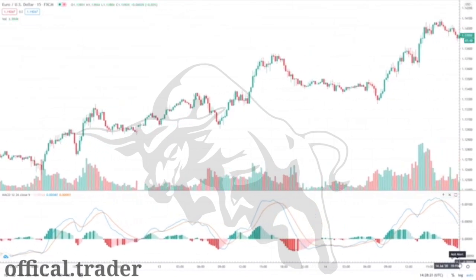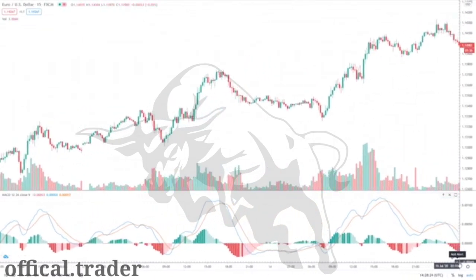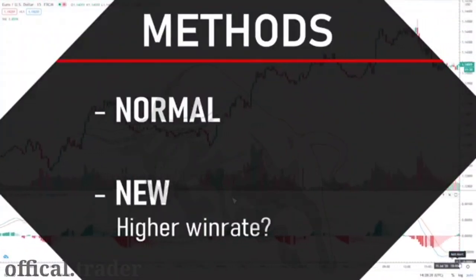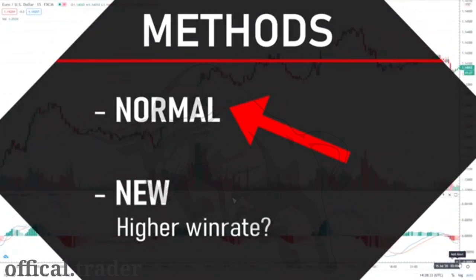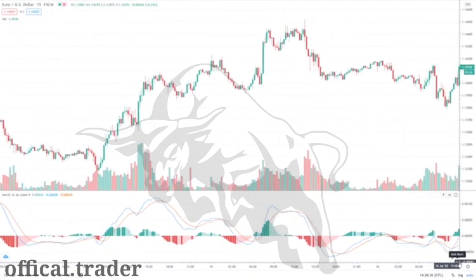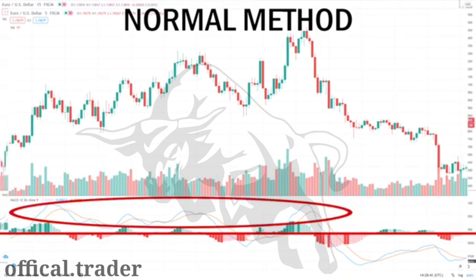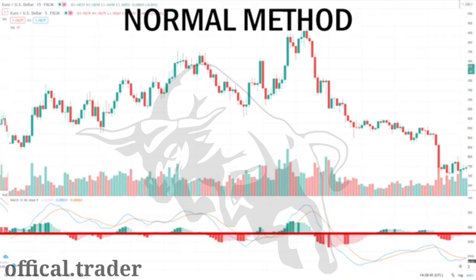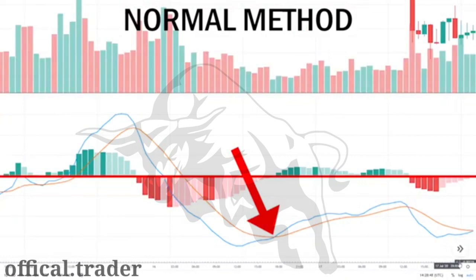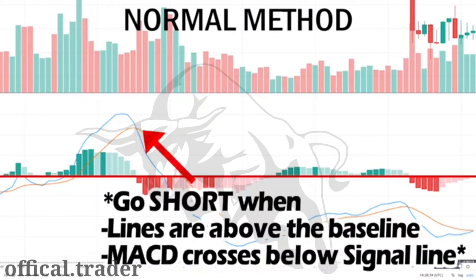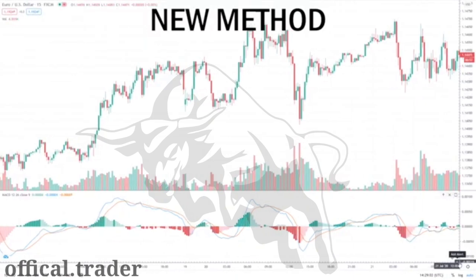So now that you know the parts of the MACD, I'm gonna explain to you how you use it. Like I said at the start of the video, there are 2 methods that I'm gonna backtest. The first method is called the normal method. This is simply how most people use the MACD indicator. So quick summary, there are 2 lines. They can be either above or below the baseline. If the 2 lines are below the baseline and the MACD line crosses above the signal line, you go long. And if the 2 lines are above the baseline and it crosses below the signal line, you go short. Pretty simple.